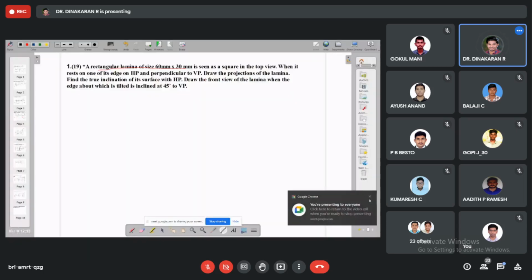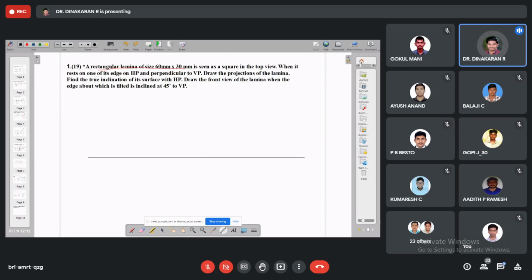Tell me, the lamina geometry is rectangular, and the size is also given. Is the surface inclination given or not? Where is it resting? On the HP. Okay, it's resting on HP.